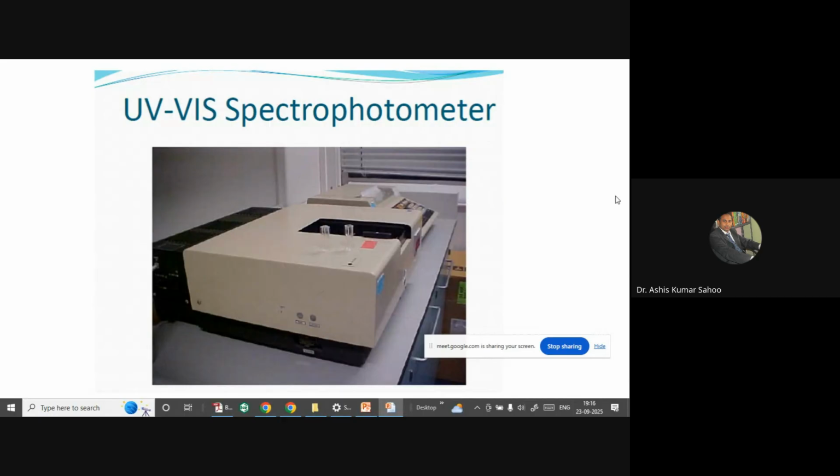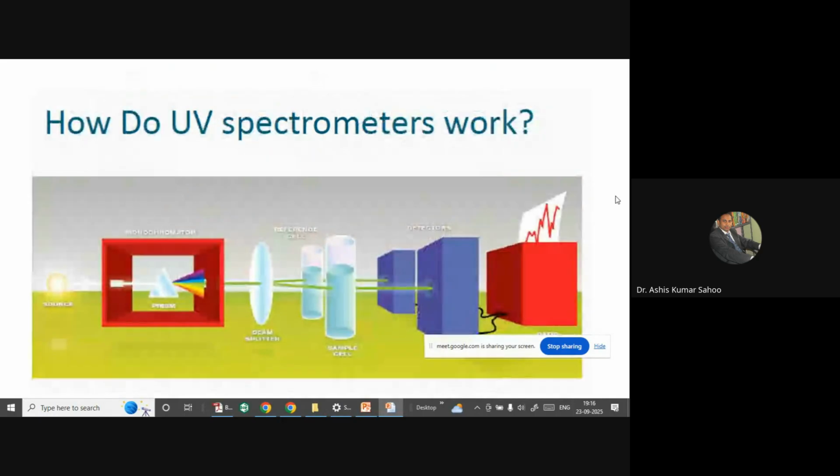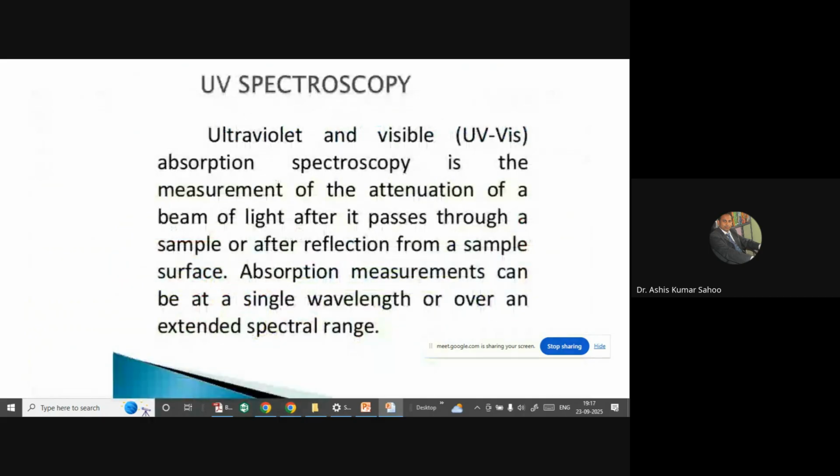So this is the UV visible spectrometer. How does a UV spectrometer work? Listen, we have this arrangement. An electromagnetic radiation source goes through a prism. Here the beam splitter splits the beam and the UV rays contact this detector. Ultraviolet and visible absorption spectroscopy is the measurement of attenuation of a beam of light after it passes through a sample, and absorption can be measured at an extremely low level.